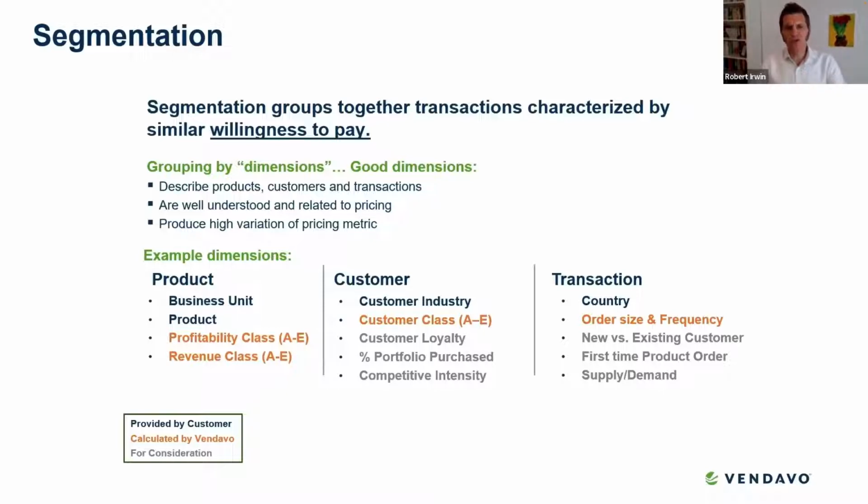So segmentation is built using 3 key groups of data. So product dimensions, customer dimensions, and transaction dimensions. And it's the combination of these dimensions that are brought together that are useful in building the price segmentation model. And we expect this data to come from your master data, so products, the product hierarchy, customer hierarchy, where those customers are. Some of these dimensions may be calculated, so profit or revenue classes for both products and customers.